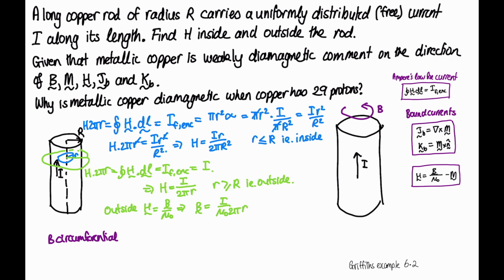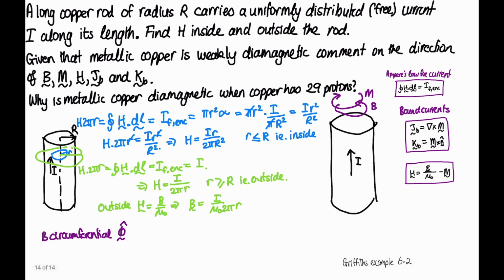And so if we're thinking about spherical or cylindrical coordinates, then this is going to be in the positive phi direction. And if we now think about M, the magnetization, because this is diamagnetic, the magnetization opposes the magnetic field. So the magnetization is actually in the opposite direction. So we have got that M is going this way, and so M is also circumferential, but it will be in the negative phi direction.